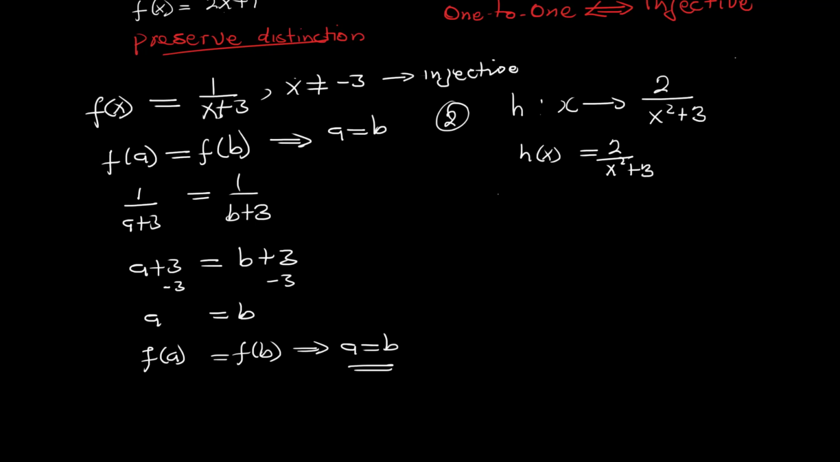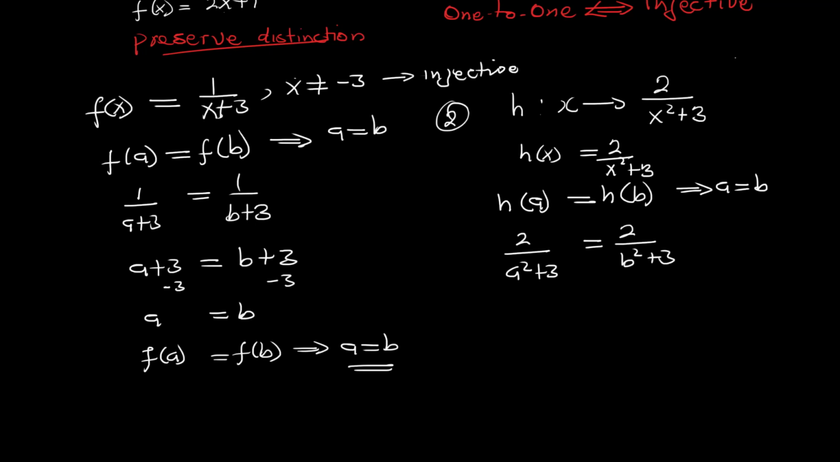We have to show that h of a equals h of b, which therefore implies a equals b. And therefore, what we do is that this is the output for a. We have 2 over a squared plus 3 and 2 over b squared plus 3. We can cross multiply that way and get b squared plus 3 equals a squared plus 3, because we have 2 on both sides and we can cancel that.